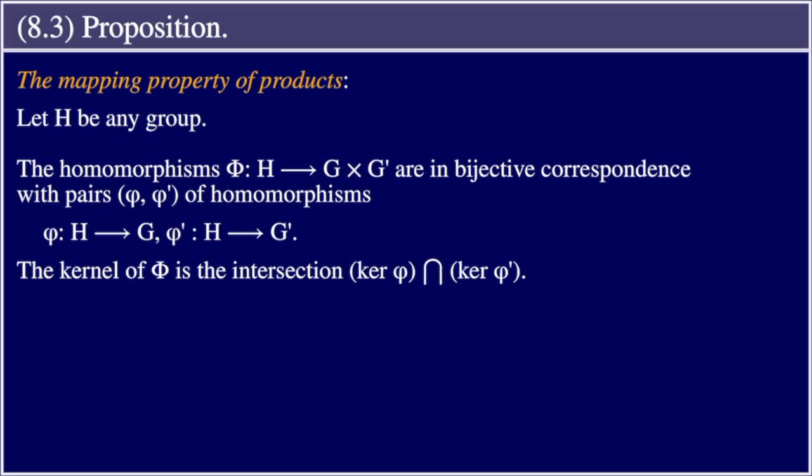8.3. Proposition. The mapping property of products. Let H be any group. The homomorphisms φ mapping H to G × G' are in bijective correspondence with pairs (φ, φ') of homomorphisms, φ mapping H to G, φ' mapping H to G'. The kernel of φ is the intersection of the kernel of φ and the kernel of φ'.